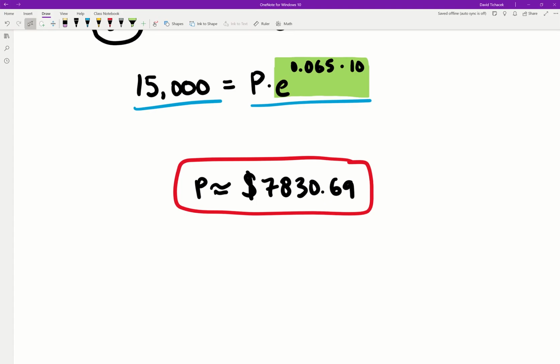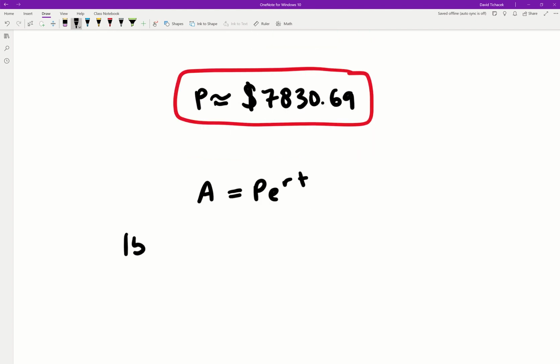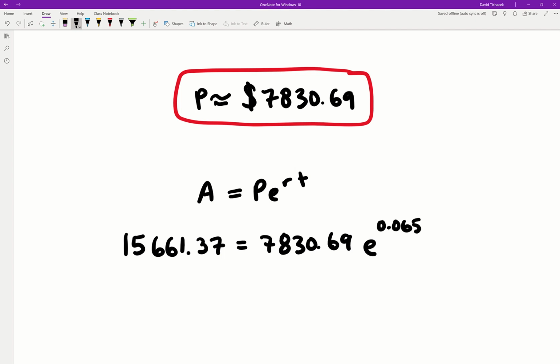Okay, so if I start over here with my model for compound interest, I can go ahead and plug in the double amount. So that's going to be your $15,661 and I believe 37 cents. And that is going to be equal to your $7,830.69. That is equal to Euler's number to the power of your interest rate times time, which we're trying to find. So we're going to leave that general, call that T.